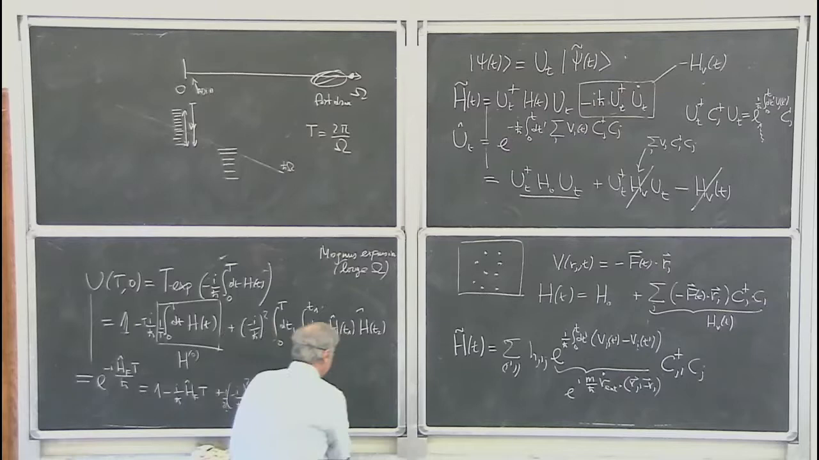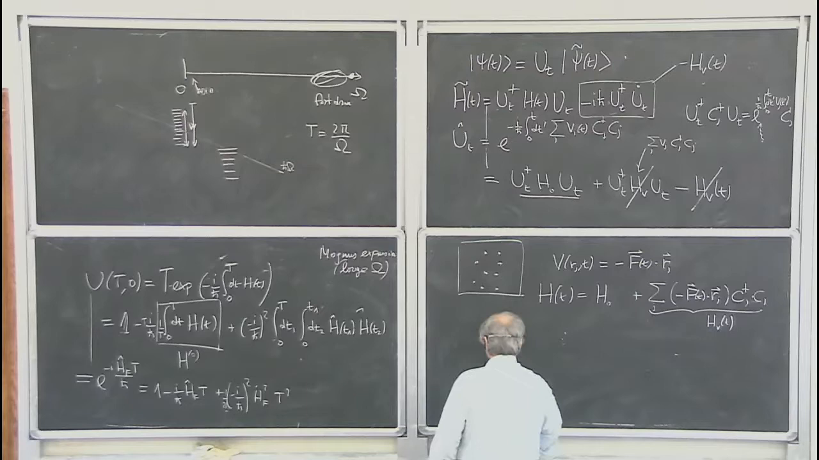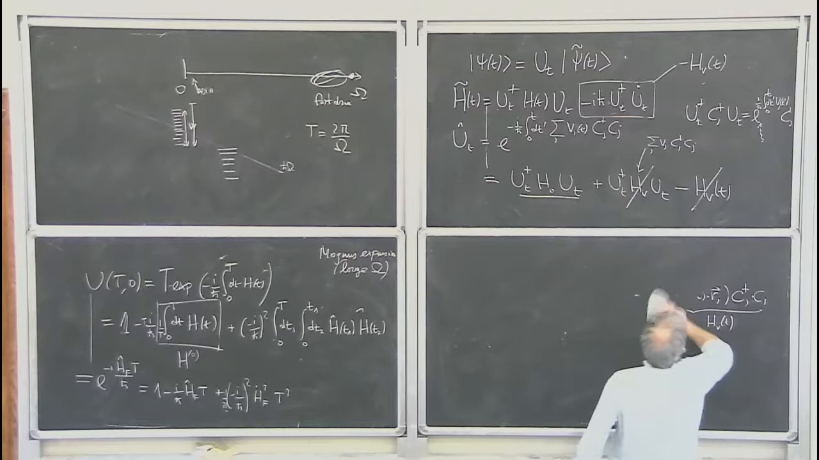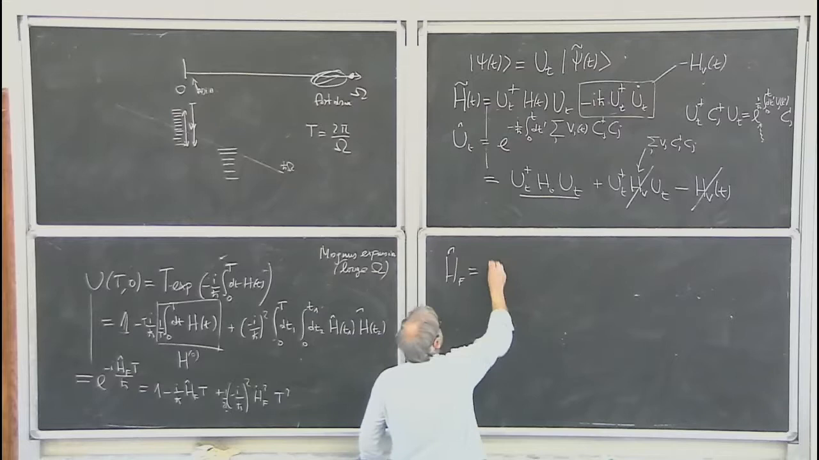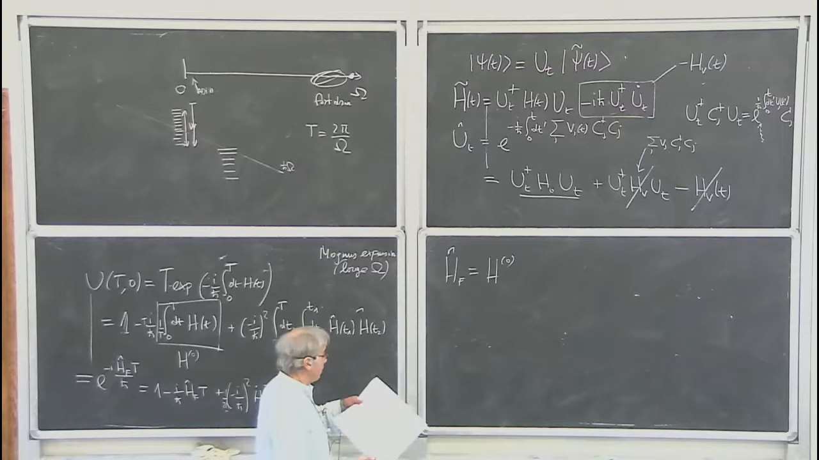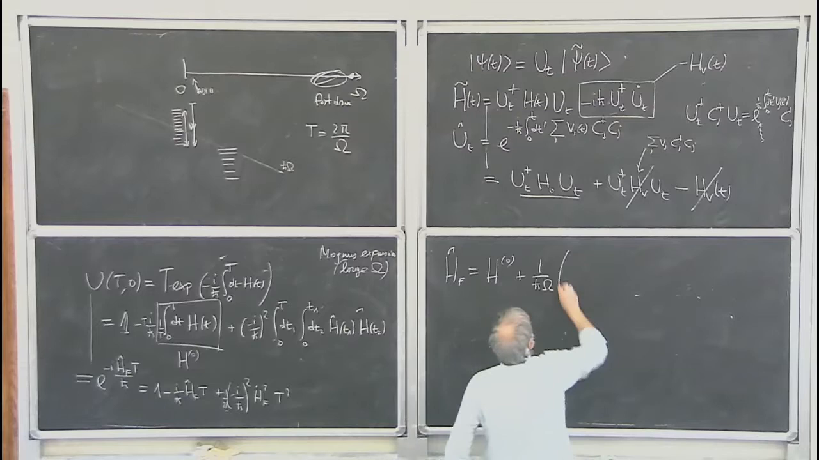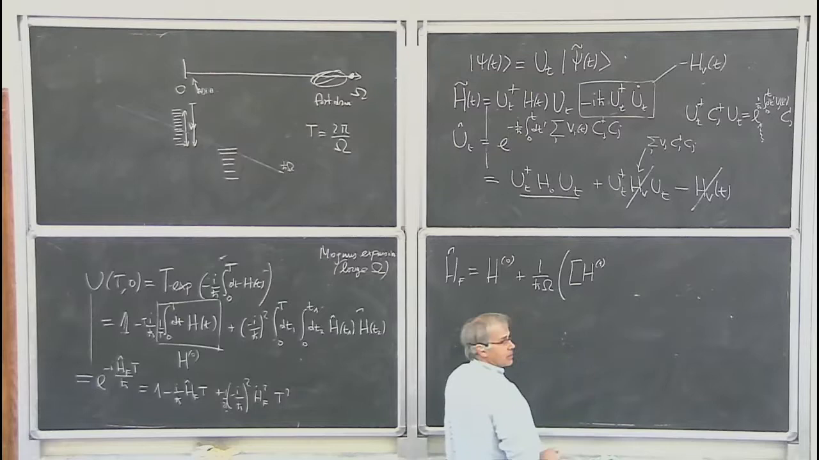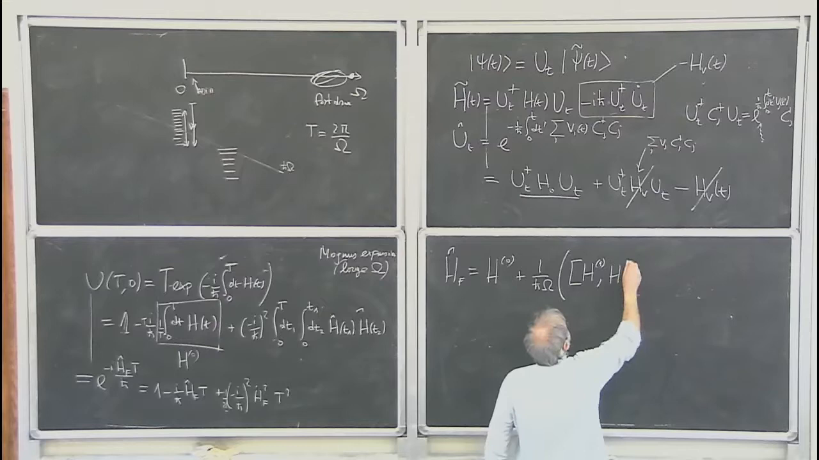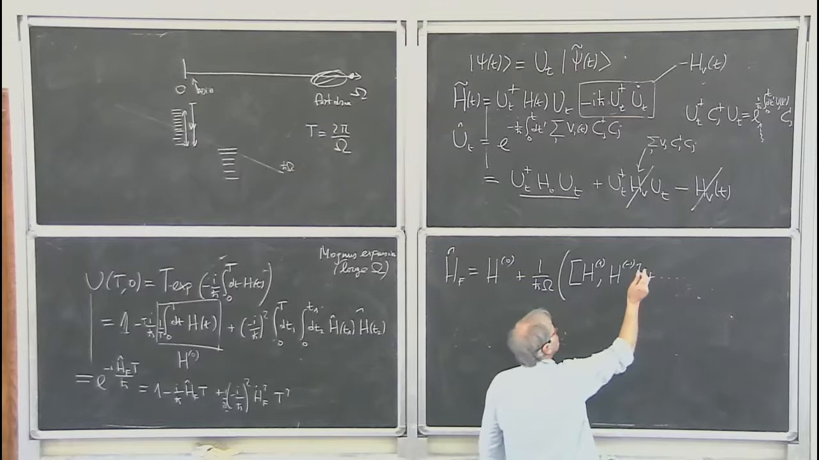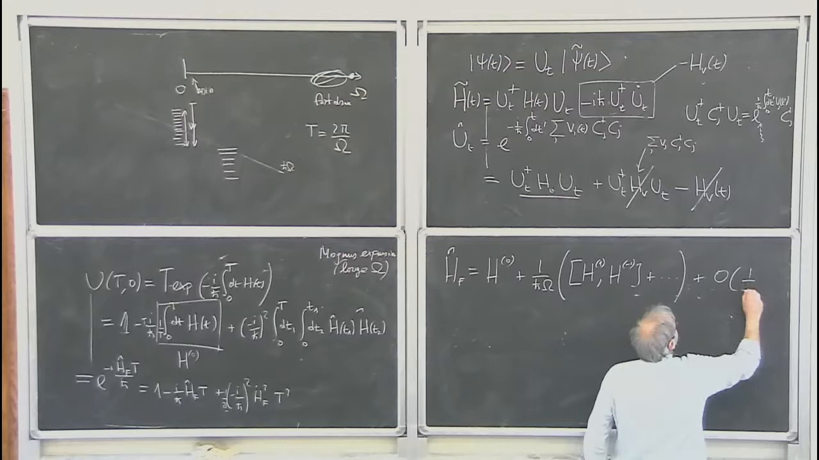The Floquet Hamiltonian is equal to the average Hamiltonian, the zero component Fourier transform, plus 1 over h bar omega times the commutator of the plus 1 Fourier component, the integral with e to the i omega t, with the minus 1 Fourier component, plus two other terms that are not particularly important, plus, obviously, order of 1 over omega squared, and so on and so forth, okay?